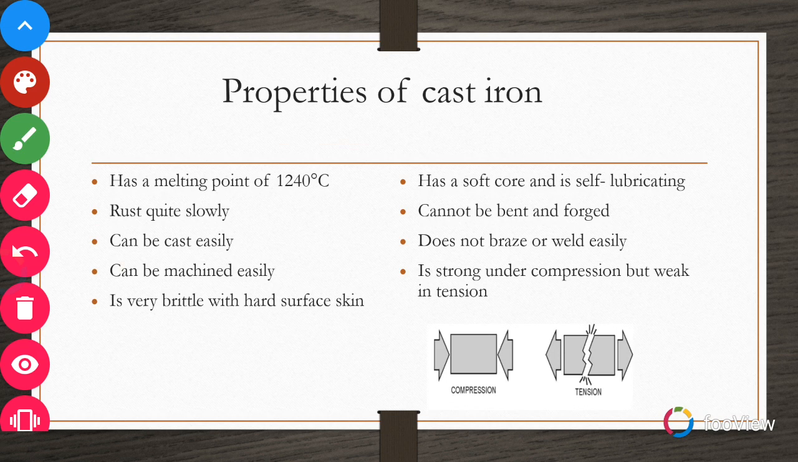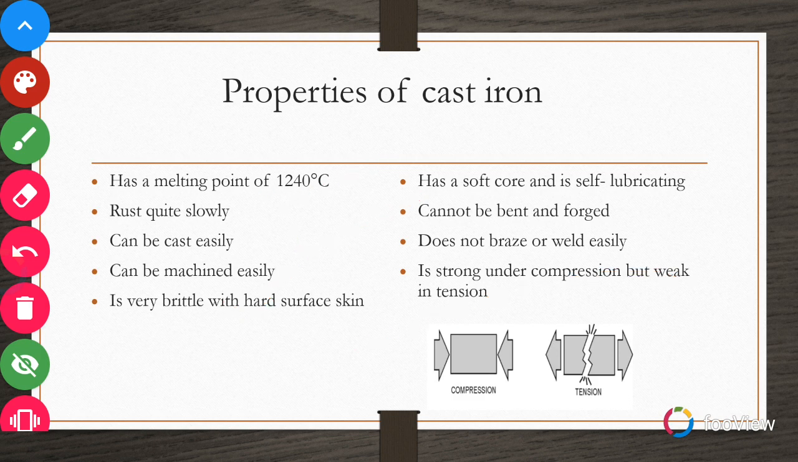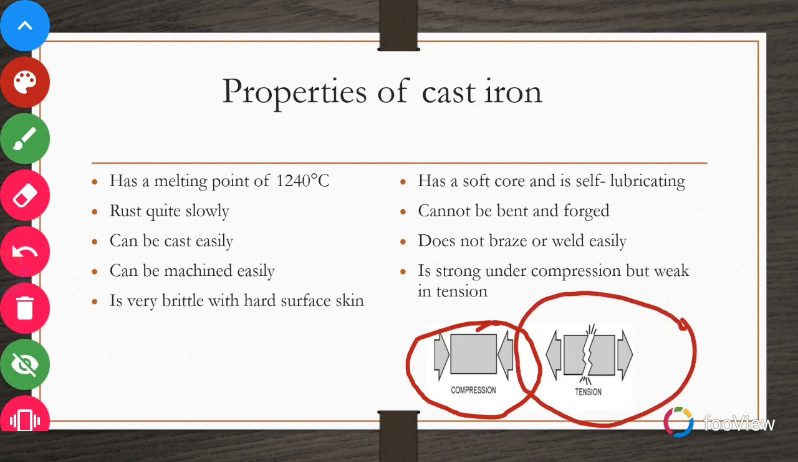Now, if you look at the diagram below, we have this one showing how a cast iron is being compressed, but then it stays exactly as it is. There are no deformations to it. But then looking at this one, which is in tension, meaning it is being stretched or pulled apart, what do we see? We realize that it breaks easily from its middle.